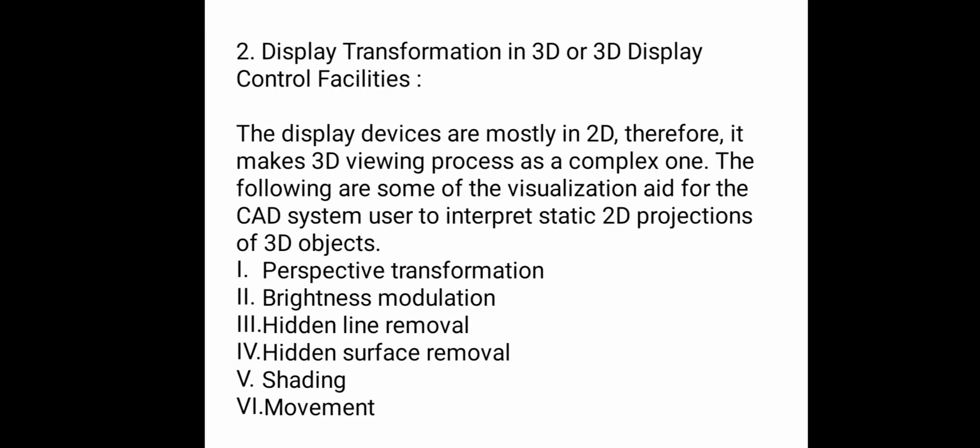Display transformation in 3D or 3D display control facilities. The display devices are mostly in 2D, therefore it makes the 3D viewing process a complex one. The following are some of the visualization aids for the CAD system user to interpret static 2D projections of 3D objects: perspective transformation, brightness modulation, hidden line removal, hidden surface removal, shading, movement.